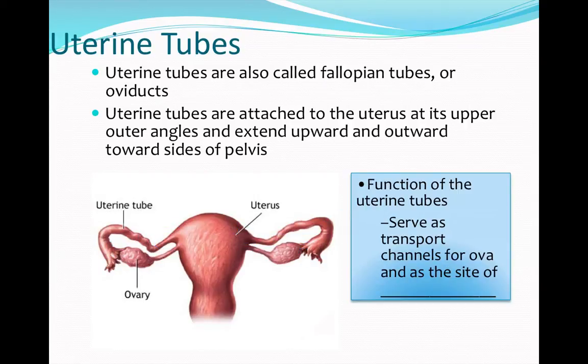So the function of the uterine tubes then is to serve as transport channels for ova and as the site of fertilization. So if a fertilization event does happen, it's not here where implantation occurs. Typically, it's anywhere in this region here in the uterine tube, because the egg has already been swept down this way, and the sperm will be coming this way, and the two will meet somewhere in the uterine tube.